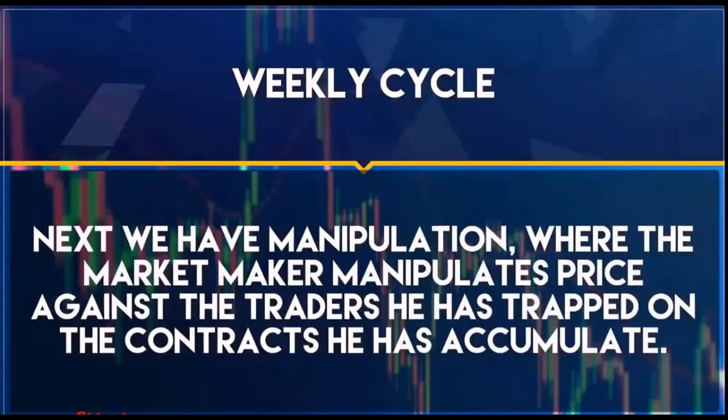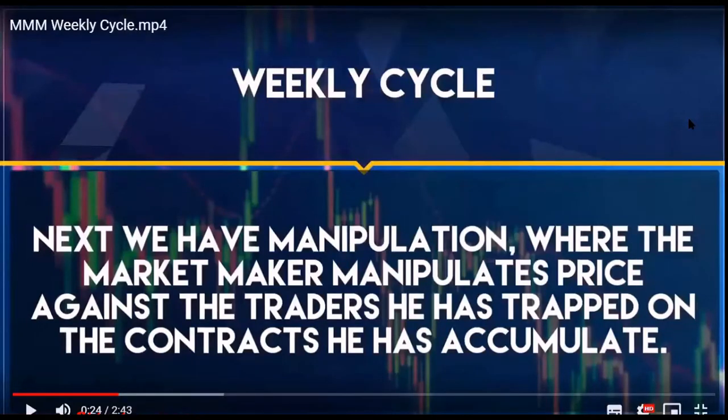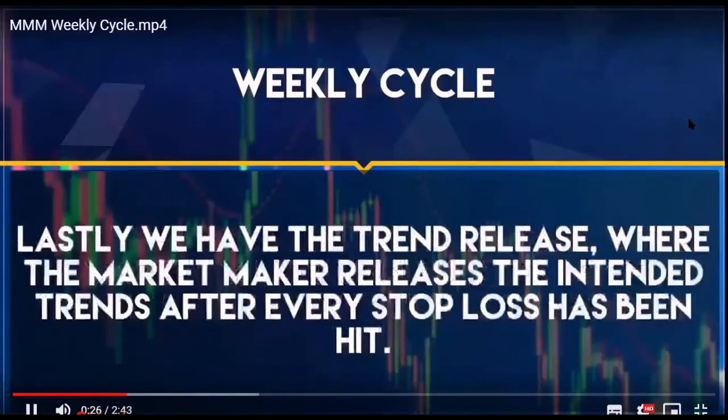Manipulation. This is where the market maker manipulates price against the traders that he has already trapped, and this is basically where he's going to create his stop hunt. Then we have the trend release, which is going to last for 6 to 8 hours. This is where he releases the trend in the correct intended direction after all the stop losses have been hit from the retail traders, and he has enough money to go, say, long, right?